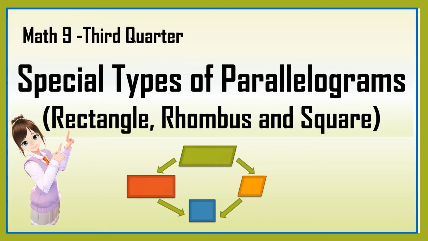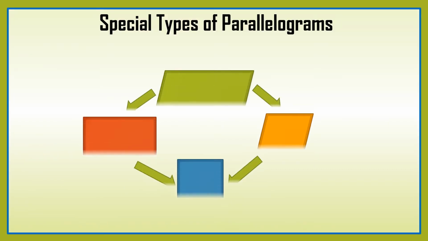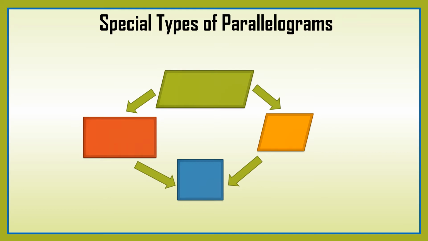This time, I'm going to discuss special types of parallelograms. So these are rectangle, rhombus, and square. I'm going to show you the diagram of parallelogram and the special types of parallelogram. So these are the special types of parallelogram. They are rectangle, rhombus, and square.